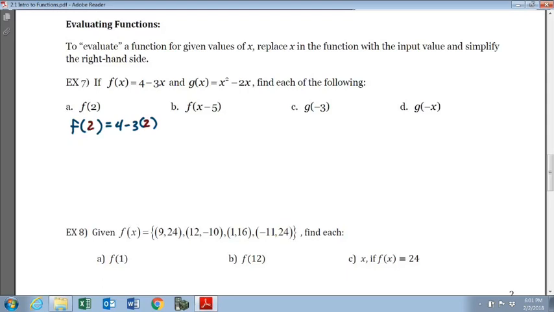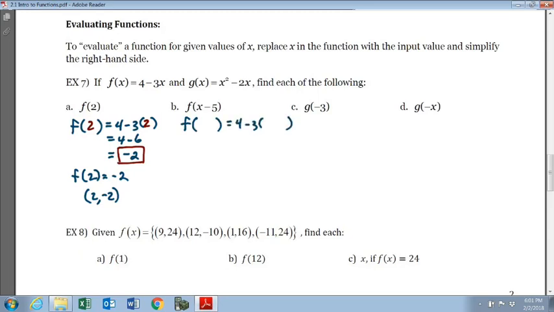Now I just need to simplify the right side. It's 4 minus 3 times 2, or 4 minus 6, and so I get negative 2. So when my input, or x value, is 2, my output is negative 2, which is also a y value. Remember, f of 2 is equal to negative 2. And I also know that (2, negative 2) would be a point on the graph of f. All right, let's move on to part B.